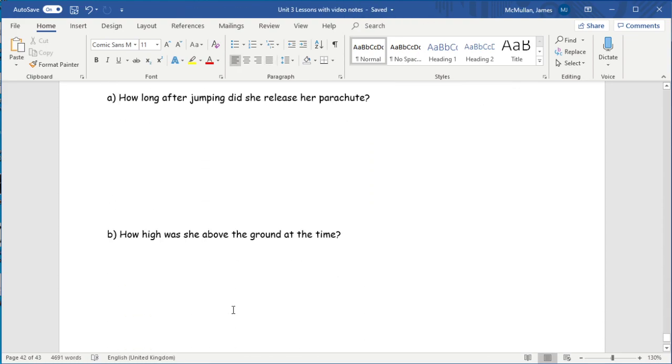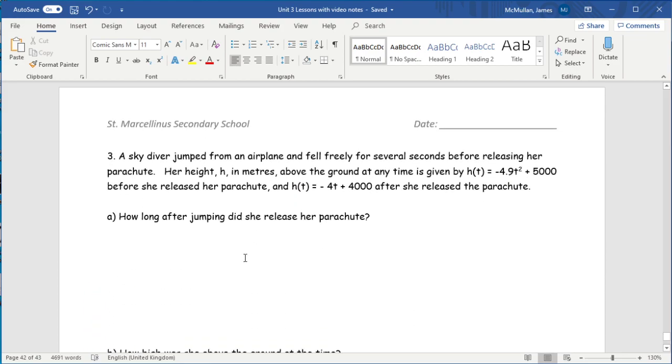intersection. Okay, there's one more question here, and then I want to do the assignment question with you, just because I think this is a bit, I mean, I don't think it's hard, but I think it would be good to show you an example, and then you can try it on your own. Anyway, let's do this skydiver one first.